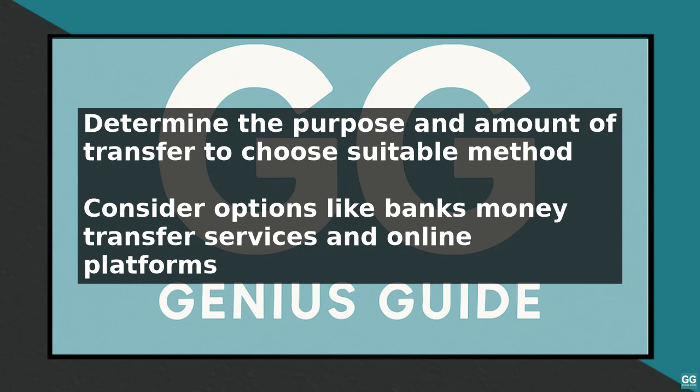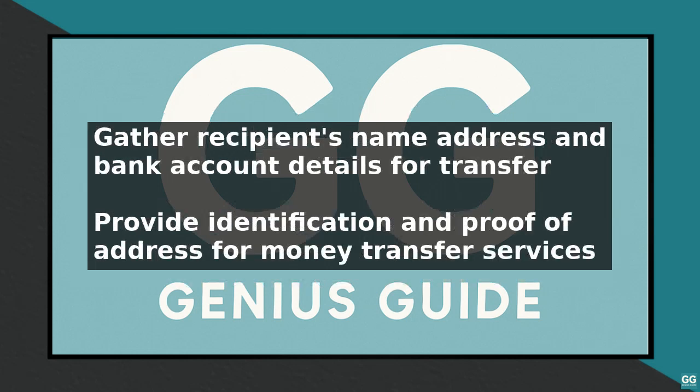Banks often charge high fees and may have lower exchange rates, while money transfer services like Western Union and MoneyGram can be faster but also more expensive. Online platforms such as TransferWise and Z Money Transfer usually offer better exchange rates and lower fees.